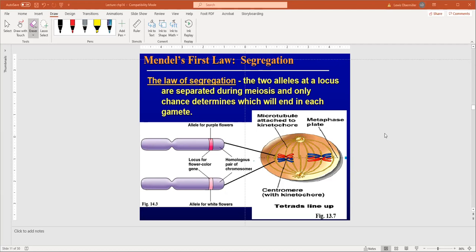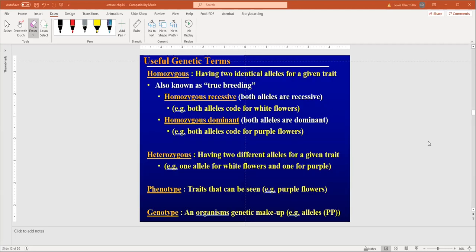That means that these things separate during meiosis, and each gamete has an equal opportunity to be produced because of that flip-flopping on the metaphase plate.